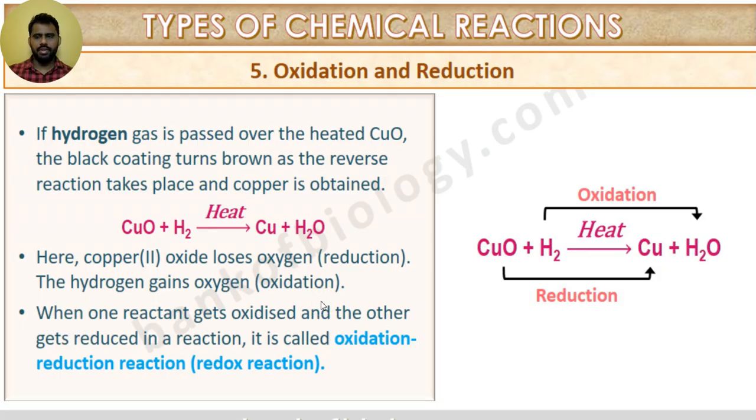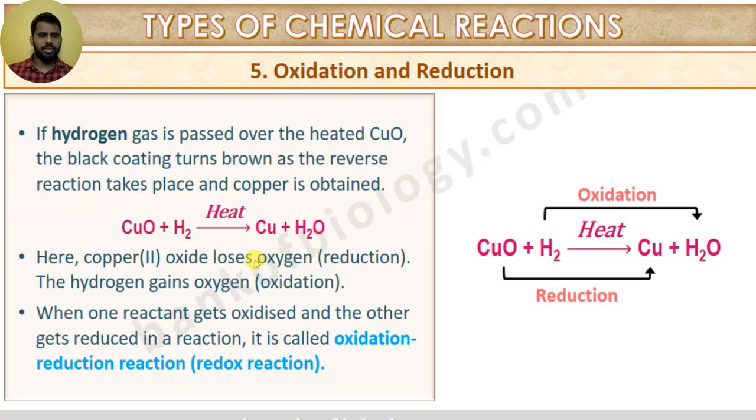Take another example. If hydrogen gas is passed over the heated CuO, the black coating turns brown as the reverse reaction takes place and copper is obtained. Copper oxide plus hydrogen gives copper plus water.